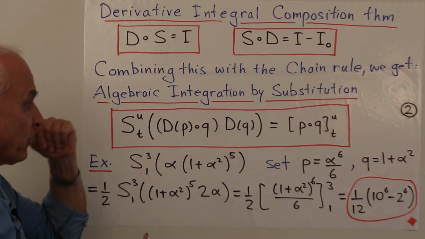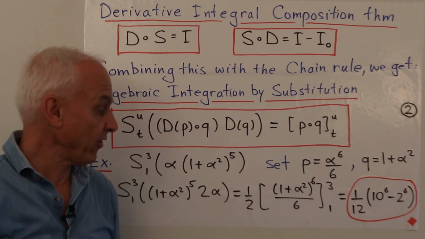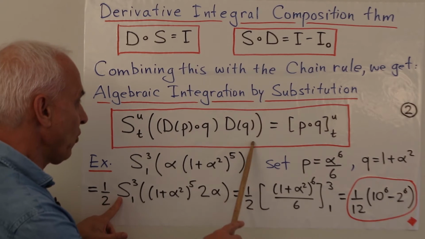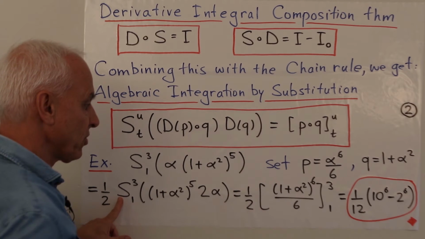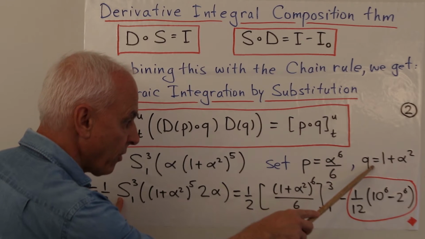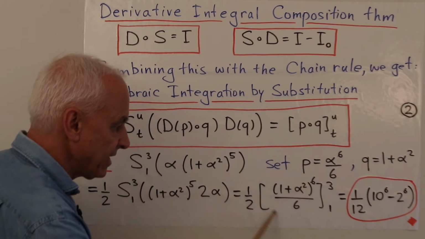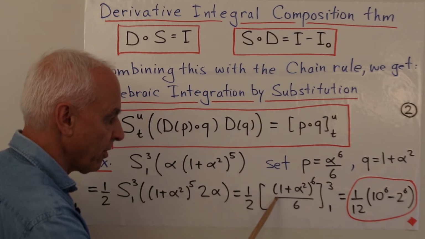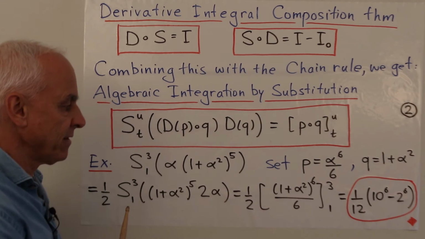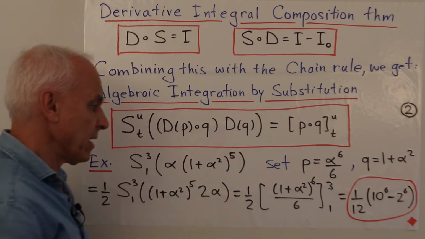So the algebraic integration by substitution formula tells us that this is going to be, well, the half there, and then this whole thing will be p circle q. So the p composed with q. So that's that inside there. That's p circle q. We're taking q to the 6th power and dividing by 6. Okay, so that's relatively easy.